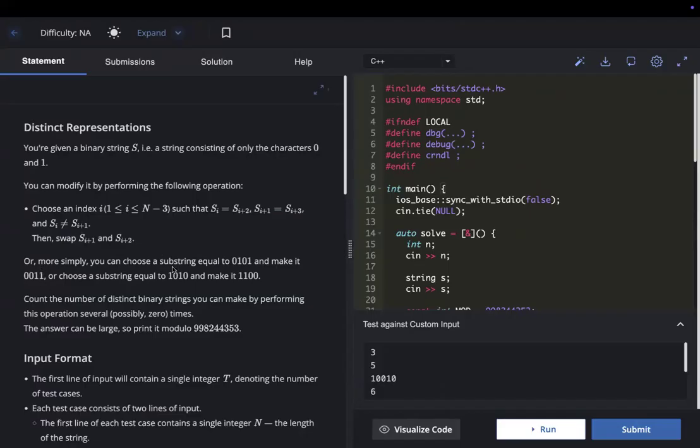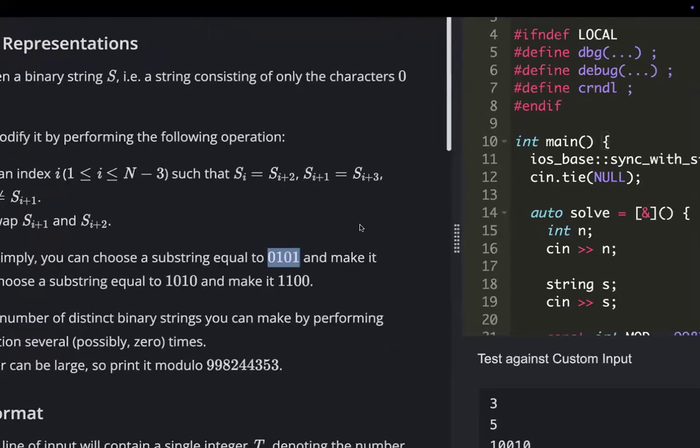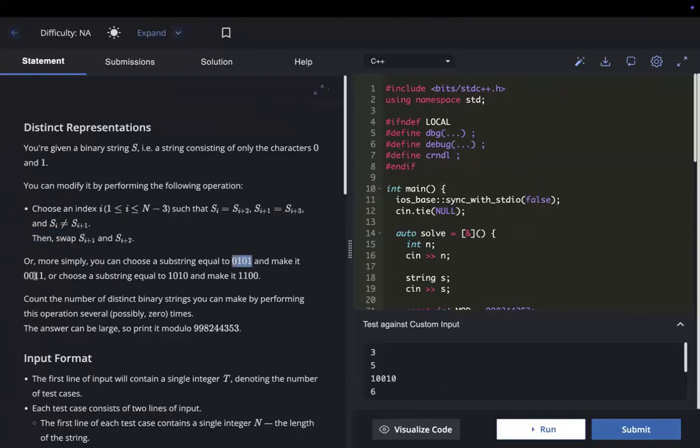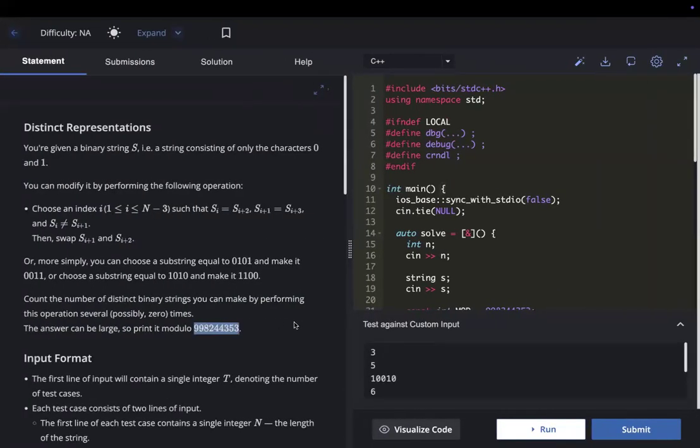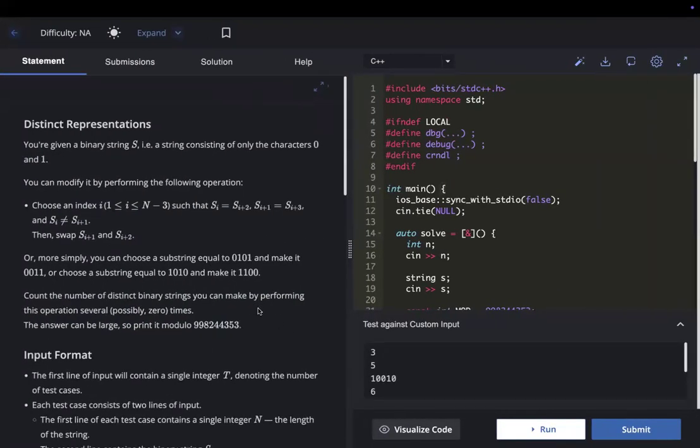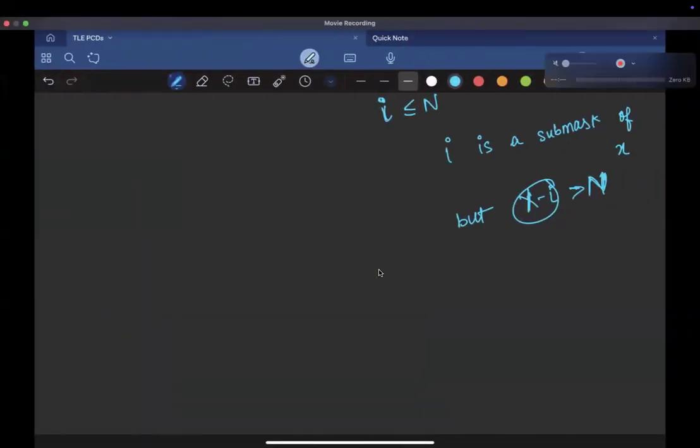In more simple words, we can choose any substring that is equal to 0101 and make it 0011, or we can choose a substring that is equal to 1010 and make it equal to 1100. Basically, we are swapping the middle two characters, and we have to count the number of distinct binary strings that we can make by performing this operation several times, possibly zero times. Since the answer might be too huge, print it modulo this. So that's it for the problem.